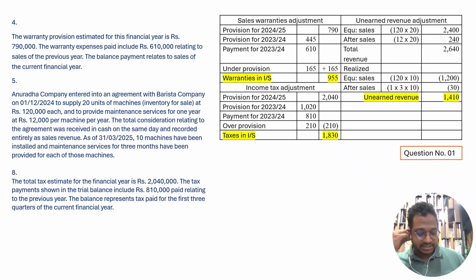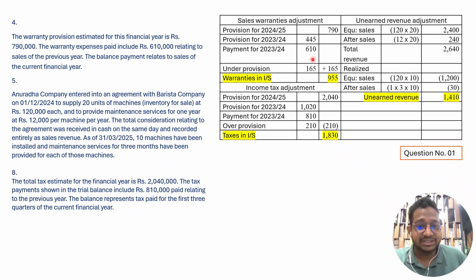That adjustment says the warranty provision estimated for this financial year is 790, and the warranty expenses paid include 610 relating to the sales of the previous year. The balance payment relates to the sales of the current financial year. So in the trial balance, the provision for sales warranty for last year is 445. But you paid 610 for last year in this year.